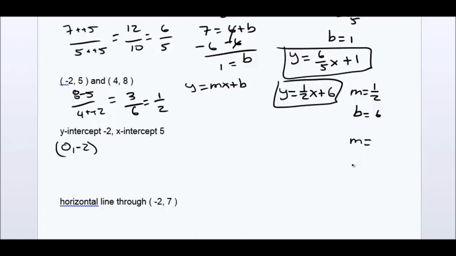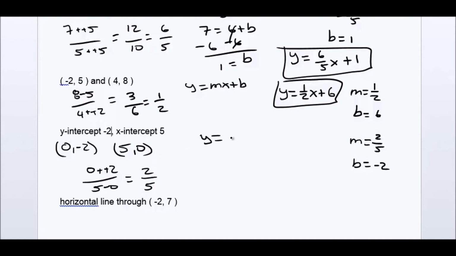So we're trying to look for m and we're trying to look for b so that we could write an equation in y equals mx plus b format, or slope-intercept form. So you have your b, which is -2. Now you just got to find your slope. You have your x-intercept, which is 5, 0. Plug everything in. y2 minus y1, 0 minus -2, over 5 minus 0. This turns into plus. 0 plus 2 is 2. 5 minus 0 is 5. So our slope is 2/5. Write your equation: y equals 2/5 x plus -2, which is -2.